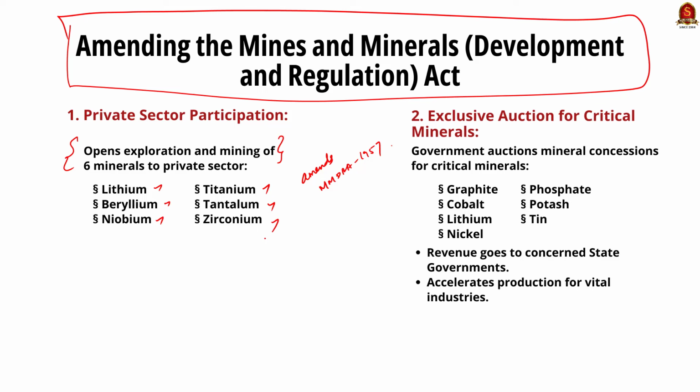Secondly, the amendment empowered the government to exclusively auction mineral concessions for the critical minerals like rare earth minerals, graphite, cobalt, lithium, nickel, etc. Revenue generated from these auctions will go to the concerned state government. See, this step accelerates the pace of auctions and production for the vital industries like space, electronics, etc.